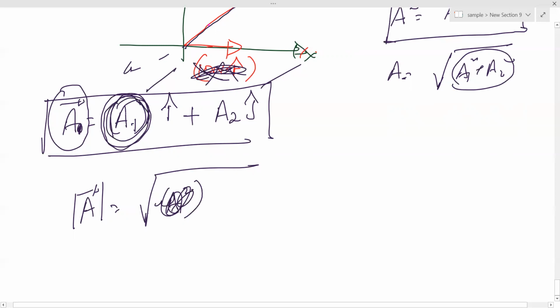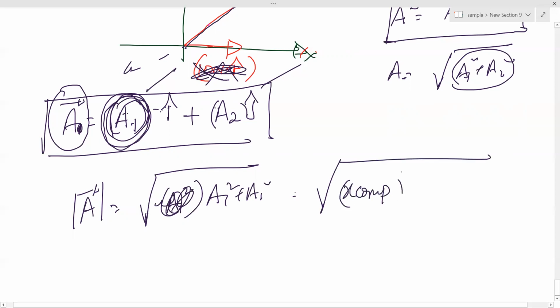A1 is what? In the x direction, or not? A2 is the y direction component, or not? This you can write as root over A1 square plus A2 square. That can also be written as root over x component square, that means x direction magnitude square, plus y component square. Got it?